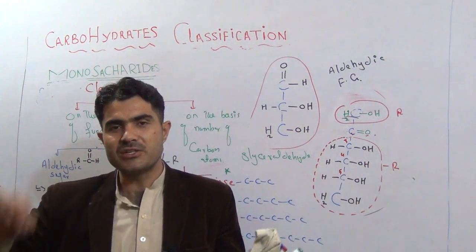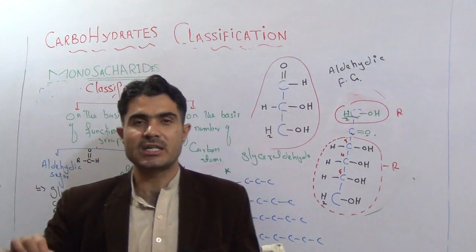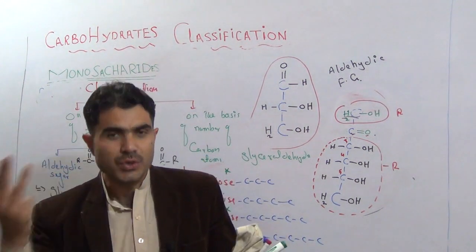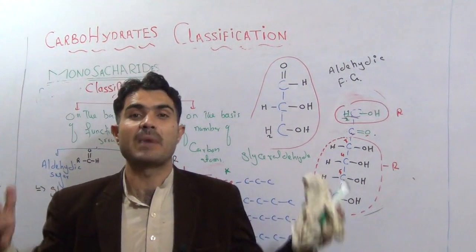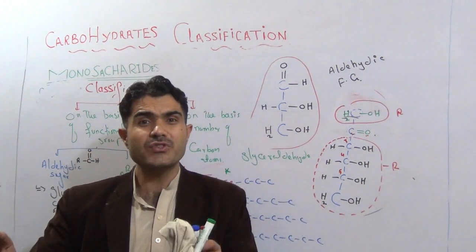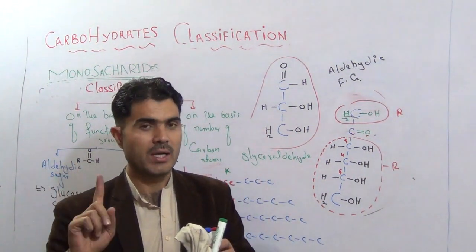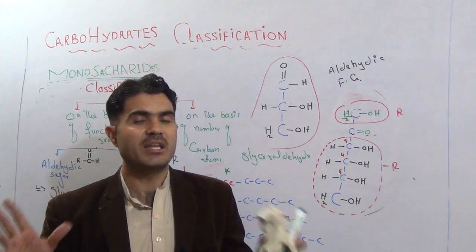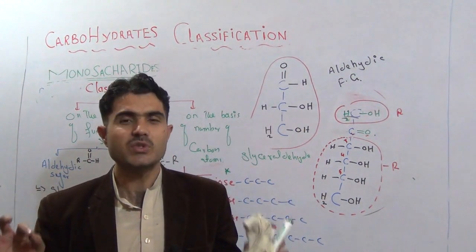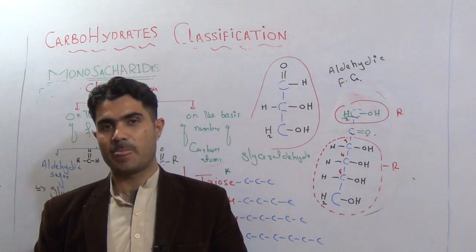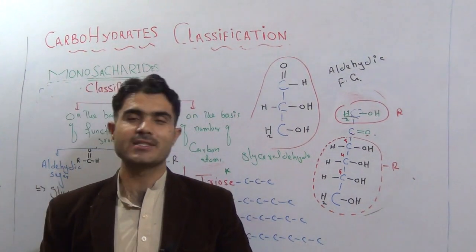As I already mentioned, in case of monosaccharide, you will find 3 carbon minimum and 7 carbon maximum. There will be no monosaccharide with 2 carbon. No. There will be no monosaccharide with 10 carbon. Monosaccharides are available in 3 carbon to 7 carbon.